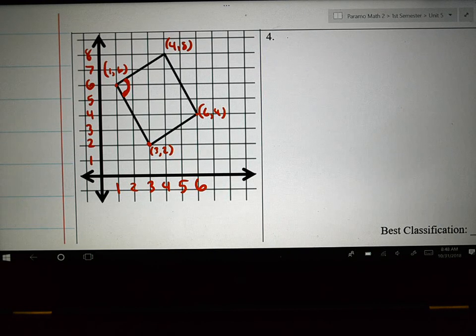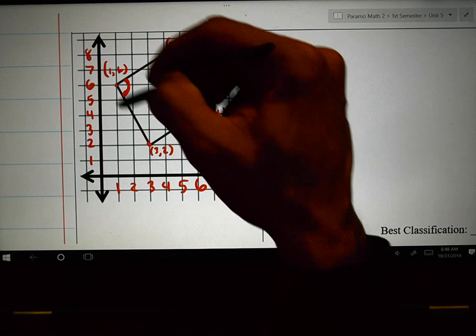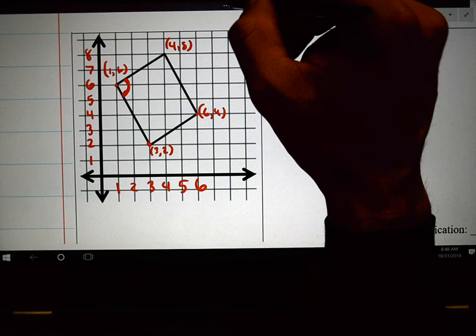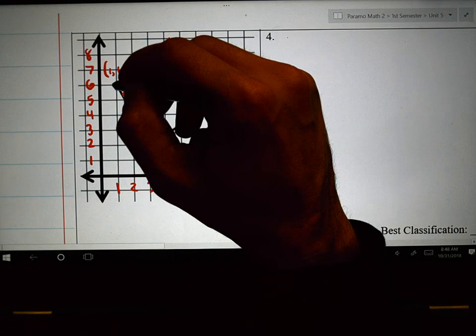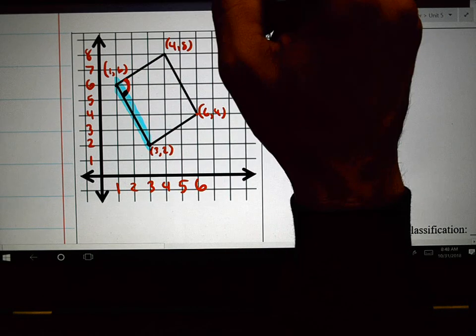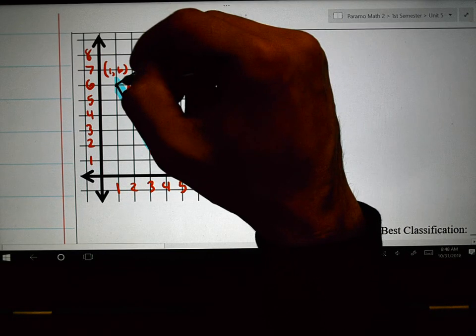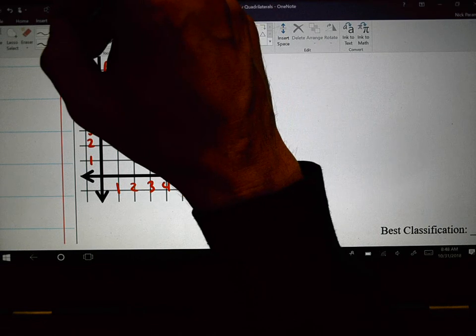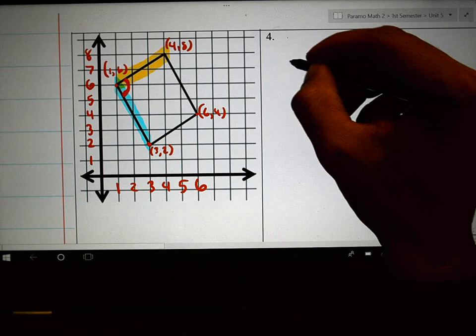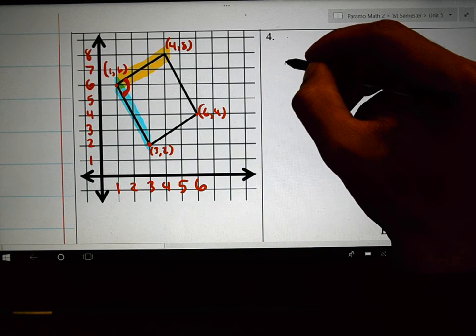If I want to know if that's a right angle, which is my question, I'm not sure. I need to find the slope, and I'm going to highlight this here in 2 different colors. I have a blue, and then I'm going to go back and highlight in yellow. I need to know what the slope of the blue line is and what the slope of the yellow line is. So how do I do that? I'm going to find the slope of the blue.